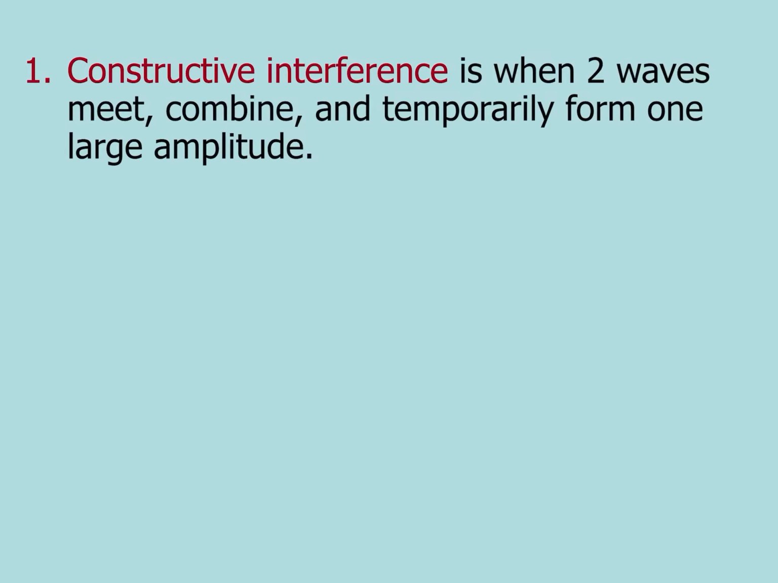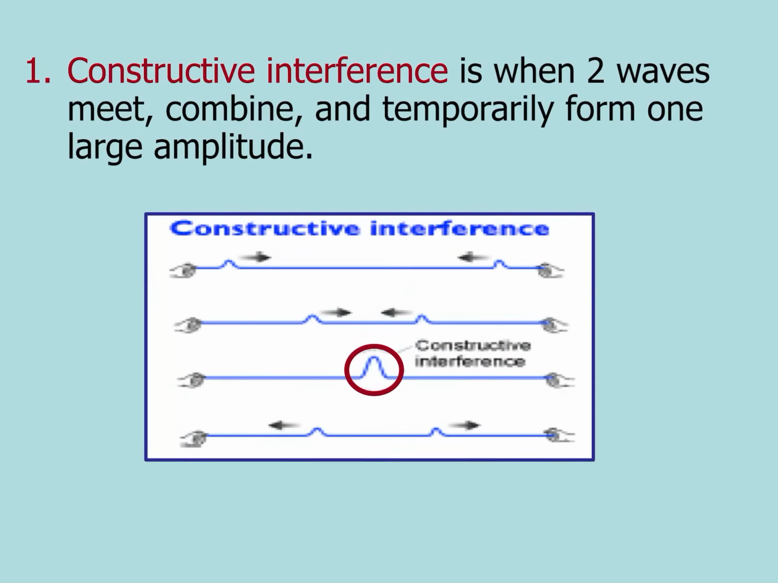The fact that it's positive or negative does not determine whether or not it's constructive or destructive. It's if both of the waves are on the same side of equilibrium. So they're both positive amplitudes or they're both negative amplitudes. That's when they're going to combine for constructive interference. So I have an illustration here for you.